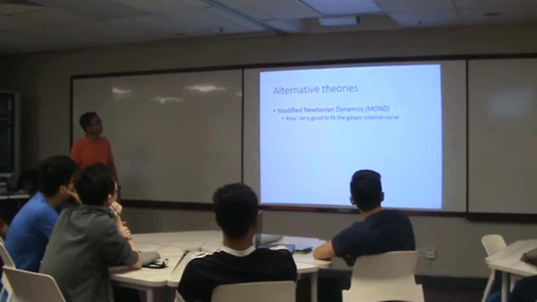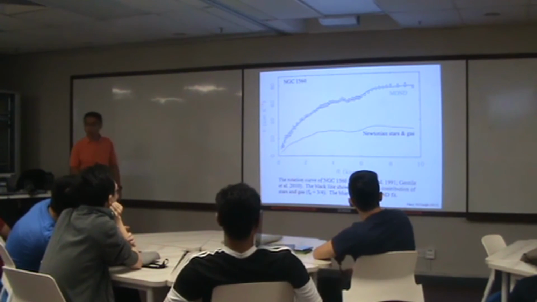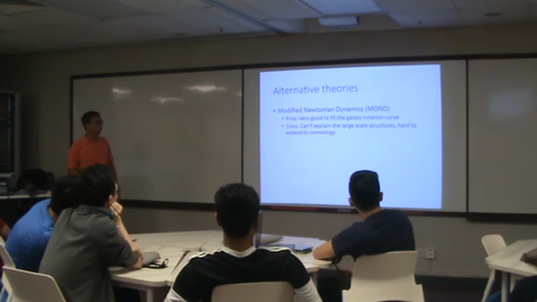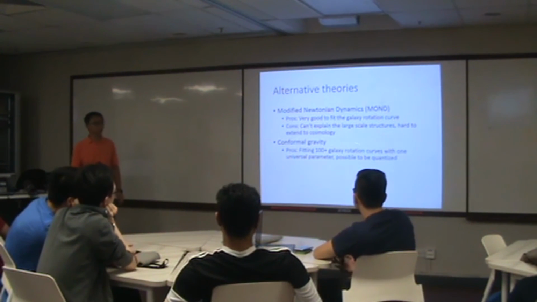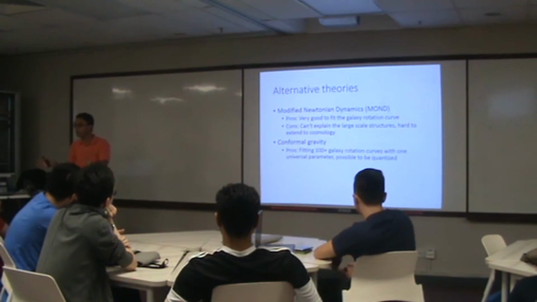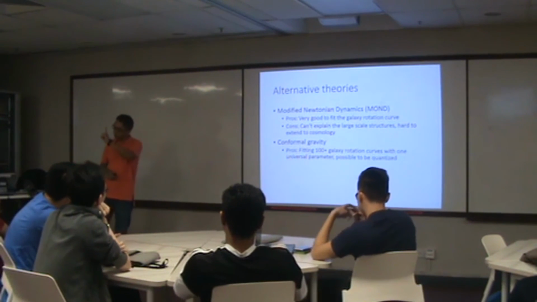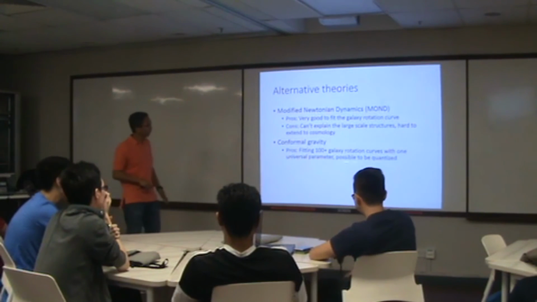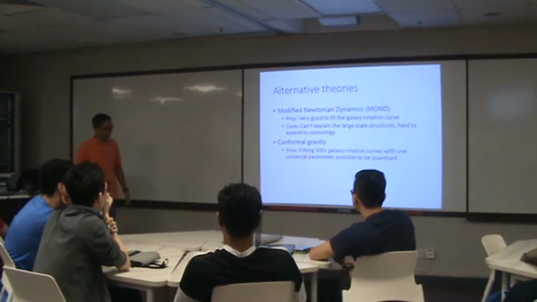There are alternative theories. One is called MOND, Modified Newtonian Dynamics. It fits the rotation curves very well, even better than the mass model, but it's hard to explain the large-scale structure and the cosmology. Another model is called conformal gravity. It is also very appealing. It can fit the rotation curves with one parameter for more than 100 galaxies. In the dark matter model, for each galaxy you need a model of how much dark matter there is, so for 100 galaxies you need 100 parameters. But this model only needs one parameter to fit all of them. It is also possible for this model to have quantized gravity, and its quantum gravity is well behaved, not like Einstein gravity.